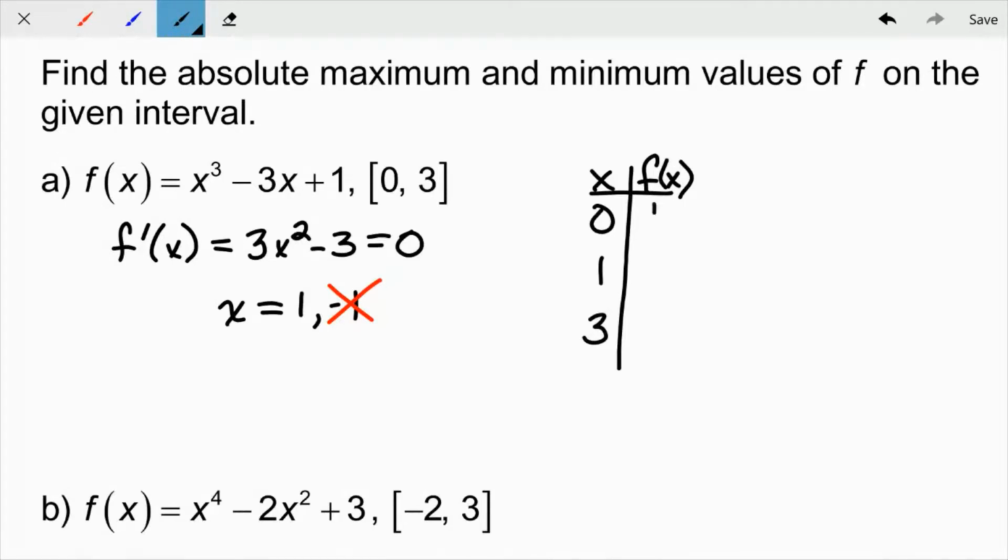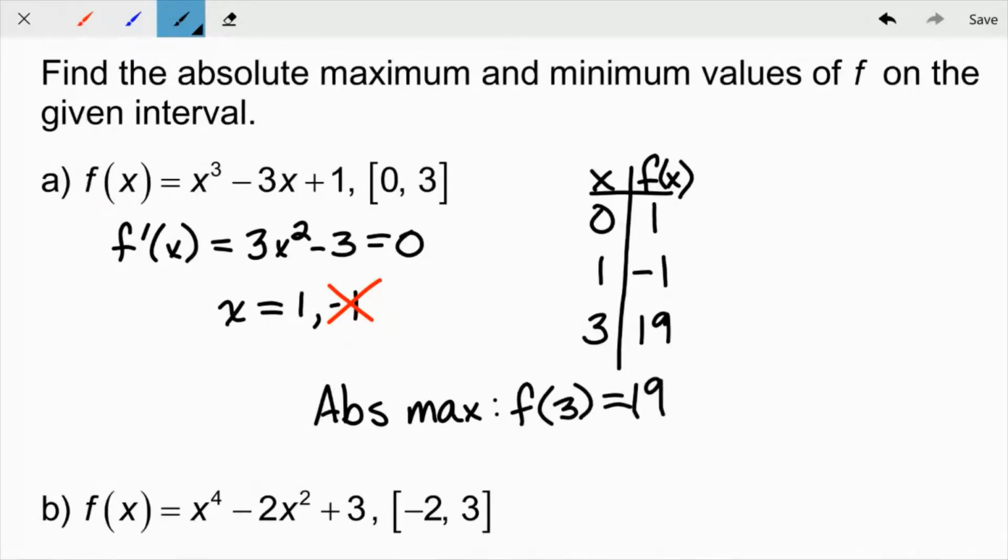So at 0 I have a function value of 1. At 1 I have a function value of -1. And at 3 I have a function value of 19. So just based on that table, I can say the absolute maximum is going to occur at f of 3 is equal to 19. And I can also say the absolute minimum is going to occur at f of 1 equals -1. And I know that because the only points where the absolute max or the absolute minimum could occur are the critical points and the endpoints. And I've accounted for all of them.